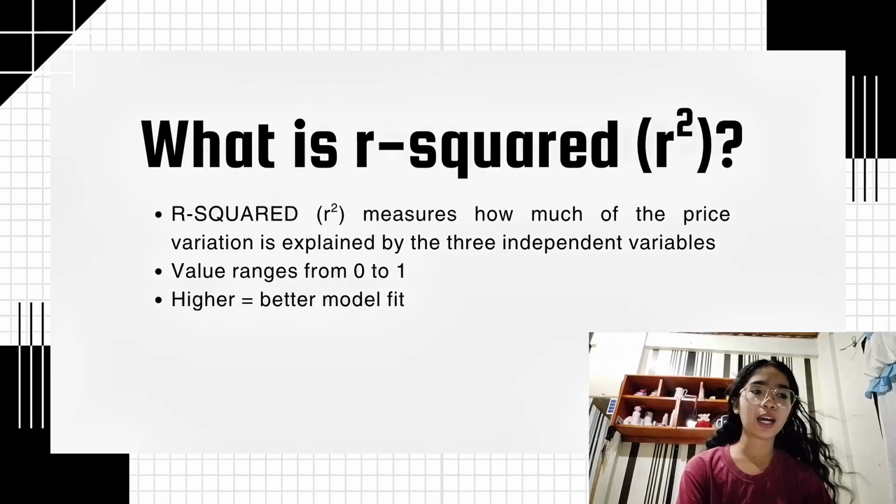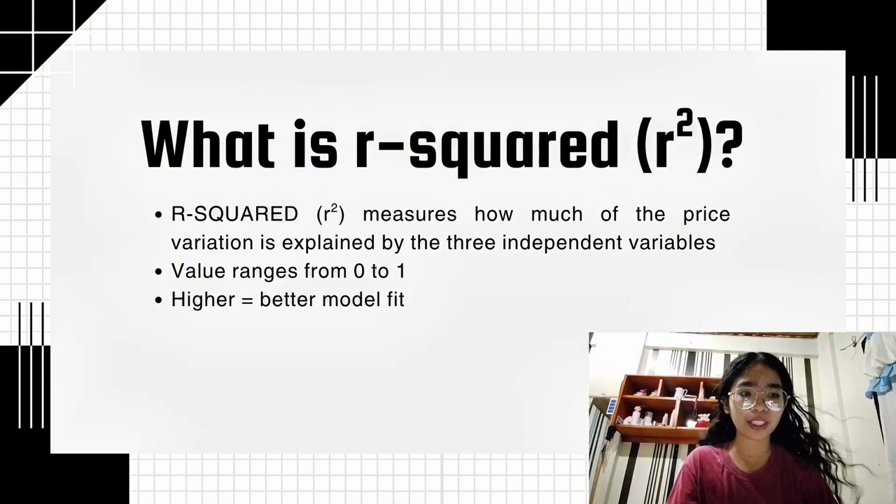When Maria looks at different townhouses in Naga City, she notices that prices aren't all the same. Some are expensive and some are more affordable. This movement in prices is what we call variation. R squared is the tool that tells us how much of the variation we can actually explain using the information we have, such as home size or its location.